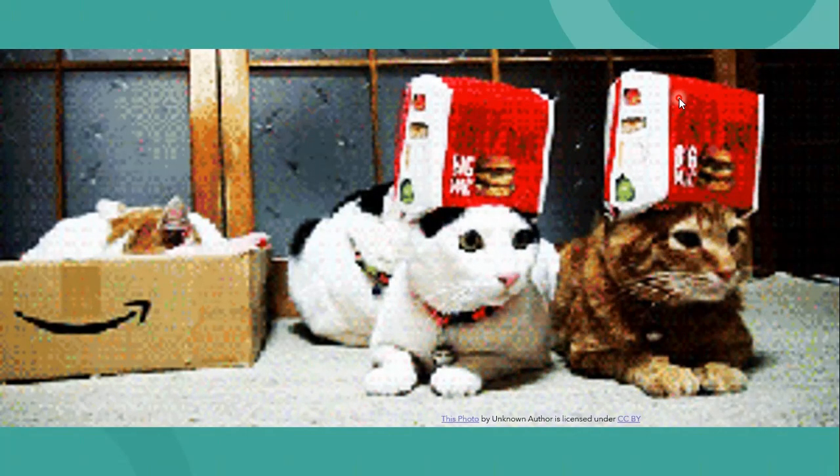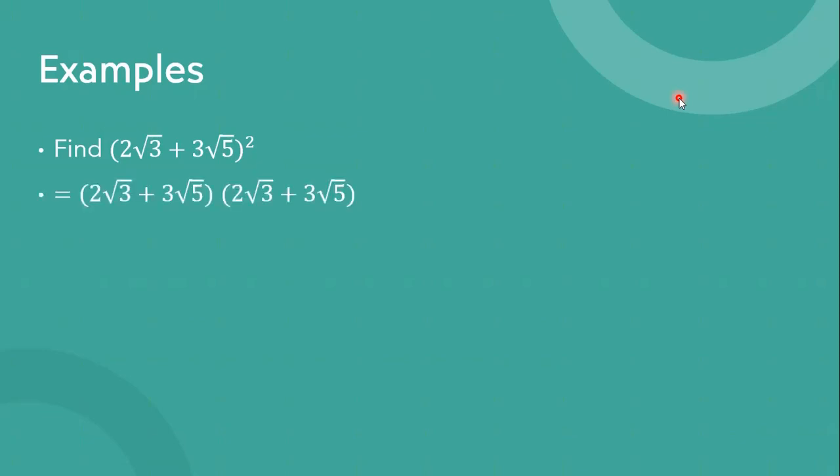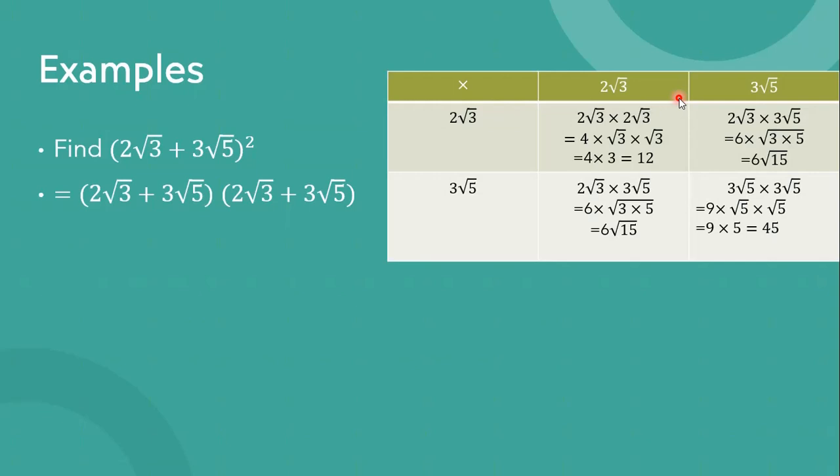Okay, it's being a bit slow now. There we go. So this one, you're expanding brackets just like you would for a quadratic. You can write it out twice if you find that easier. And I personally, with surds, prefer to use a table just to set it out more clearly. So 2 root 3 times 2 root 3, that's 4 times root 3 times root 3, which is 4 times 3, which is 12.